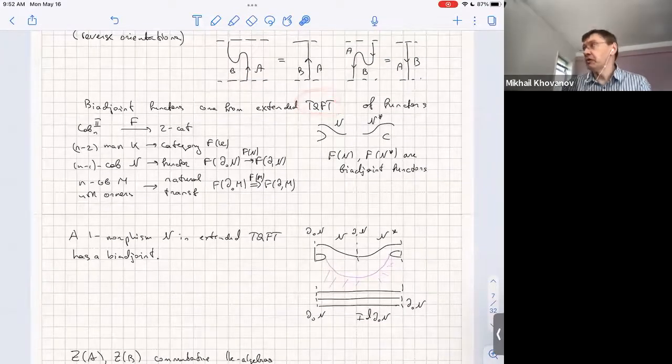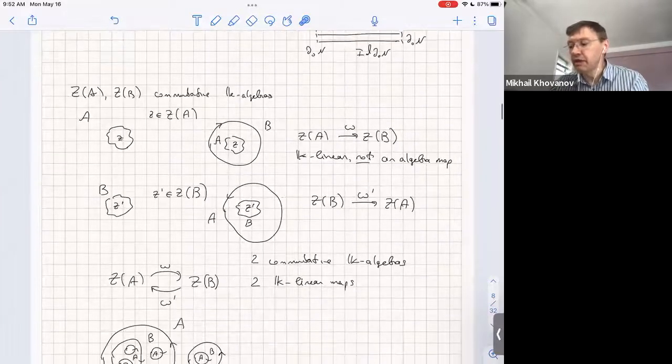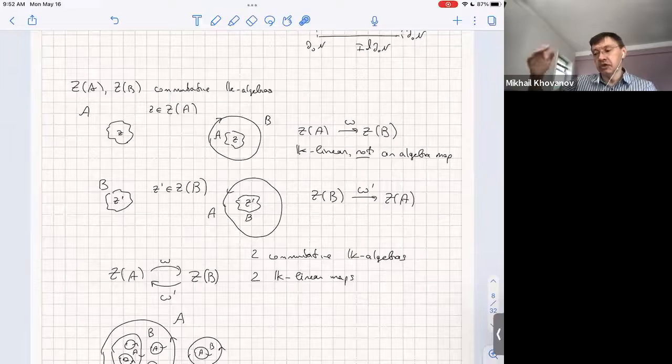At first, when people studied this, they ignored the structure, because in the important examples in dimension 3, like the Witten-Reshetikhin-Turaev and Kauffman TQFT, the categories are semi-simple and the functors are linear. Whenever you have a semi-simple category and a linear functor, then it automatically has a biadjoint, so it doesn't give you much new information. But if you pass from the semi-simple case to the non-semi-simple case, you get an interesting structure.